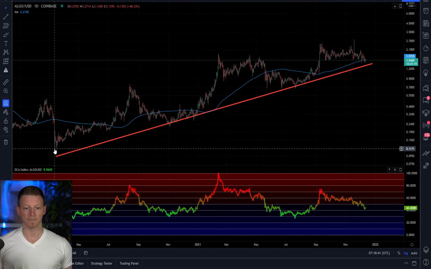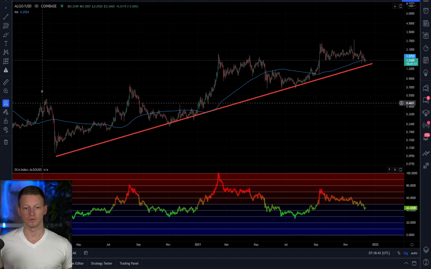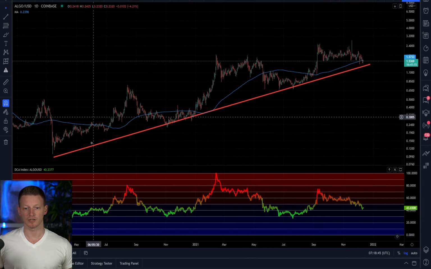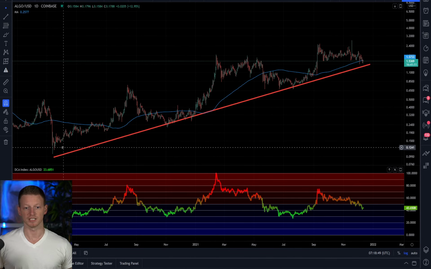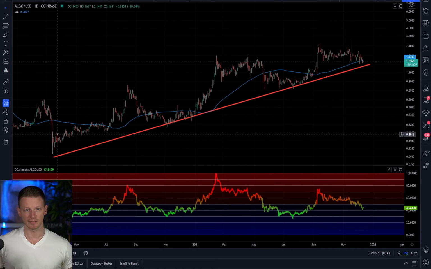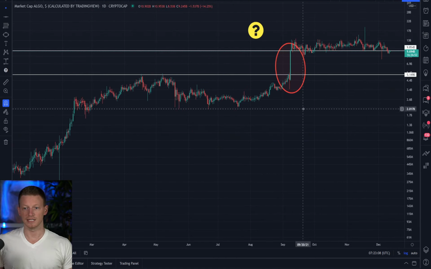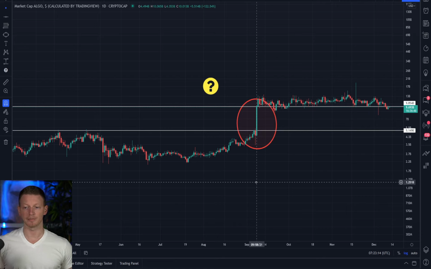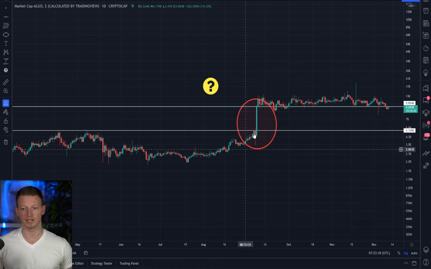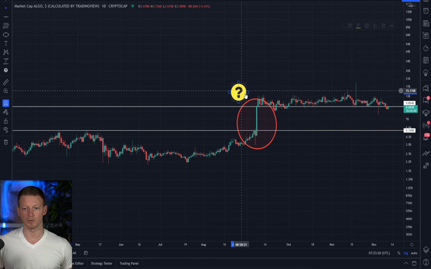Okay. So again, we won't hold this against Algorand, and we won't give it a gold star or anything like that for this price move it's made. It's made a nice price move. I'll give it that, but it hasn't been anything amazing. Out of nowhere in September, the market cap jumps from 5 billion up to $9.6 billion. Okay. So this is question number one that I've had.